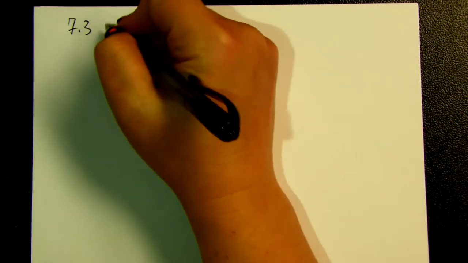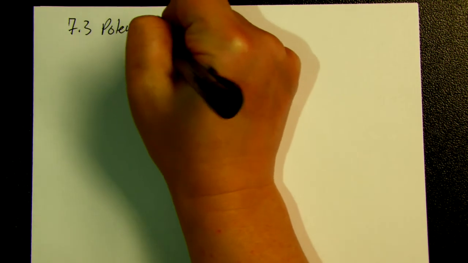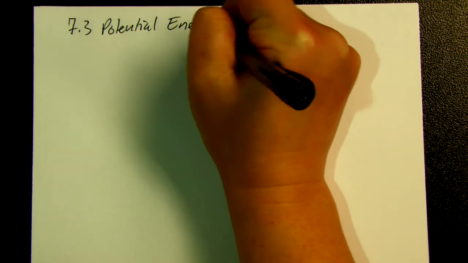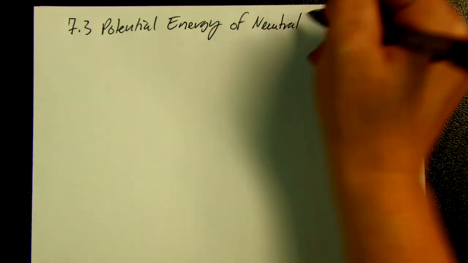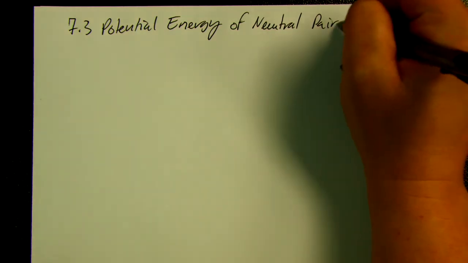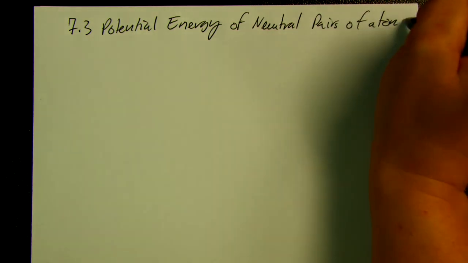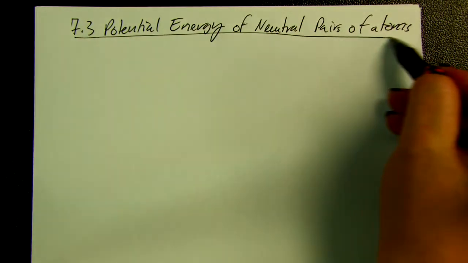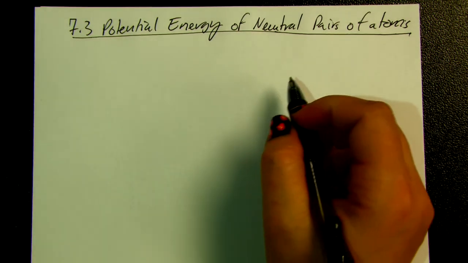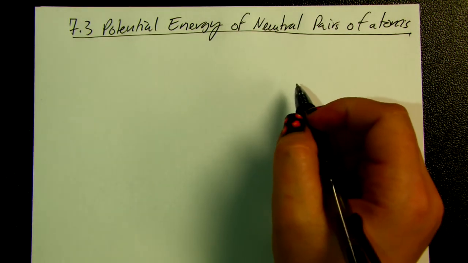So this is Tuesday's lecture for the 13th week of class. We're still in chapter 7 on the energy of extended systems. So we're starting with section 7.3, potential energy of neutral pairs of atoms. And what this is going to build on is that ball spring model of matter that we've been talking about since really chapter 4. All right, so let's recap what we know.